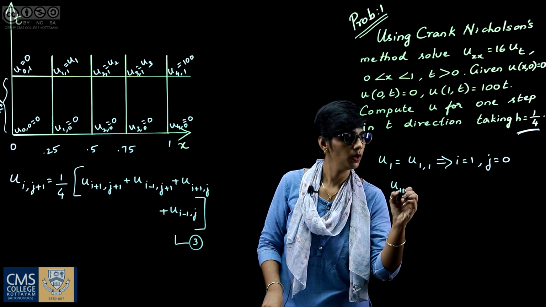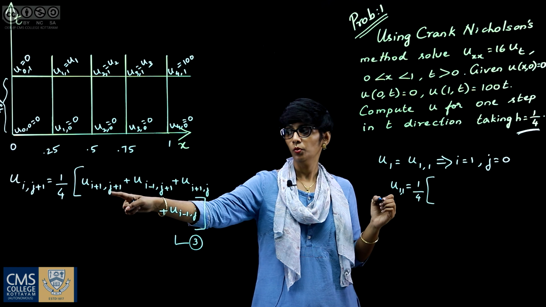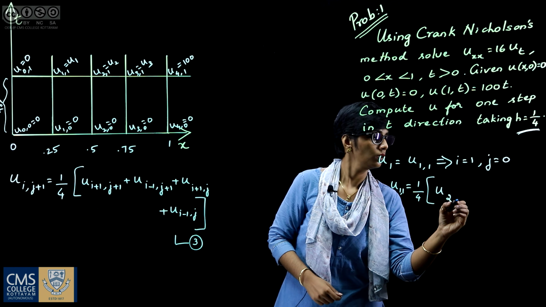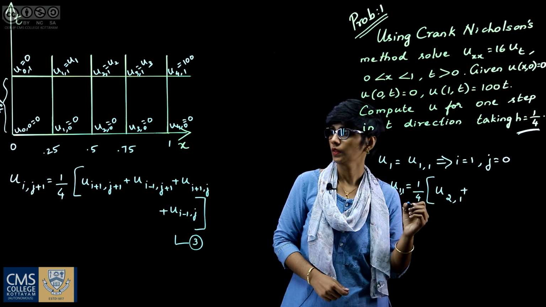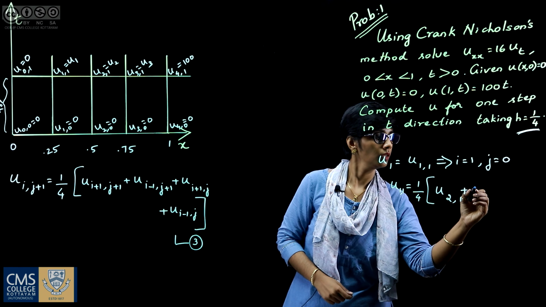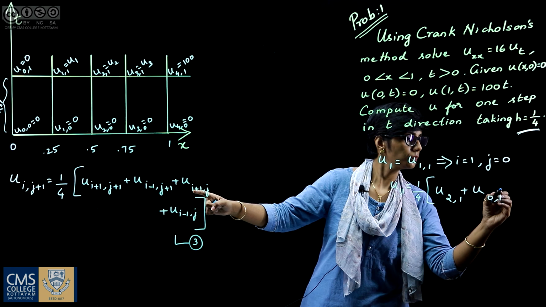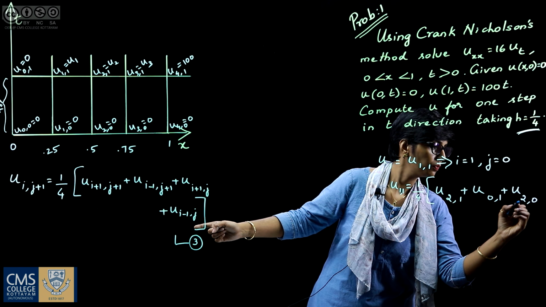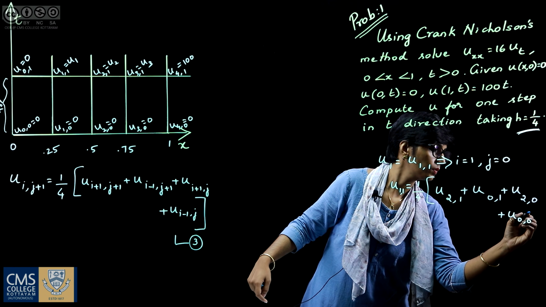So, u of 1 comma 1 is equal to 1 by 4, u of we have taken i is equal to 1, so u of 2 comma 1 plus u of 1 minus 1 is 0, 0 comma 1 plus u of 1 plus 1 is 2, 2 comma 0 plus u of 0 comma 0.